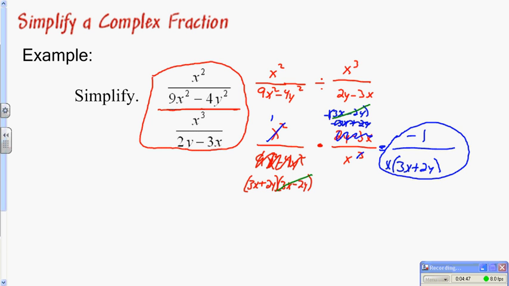So it started out as a complex fraction. We rewrote it with a division symbol in between so we could make it a multiplication symbol and reciprocate the second fraction. And then it comes down to factoring again. So this ends lesson 9.1, part C.